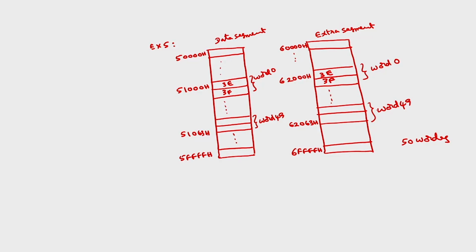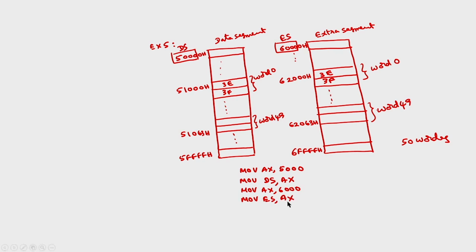Now, this is somewhat different because I am using two different segments. The program will be: MOV AX, 5000, this is for the data segment register, and for the extra segment register it is 6000. MOV DS, AX. Again MOV AX, 6000, MOV ES, AX. So I am initializing the data segment and extra segment with 5000 and 6000 respectively.